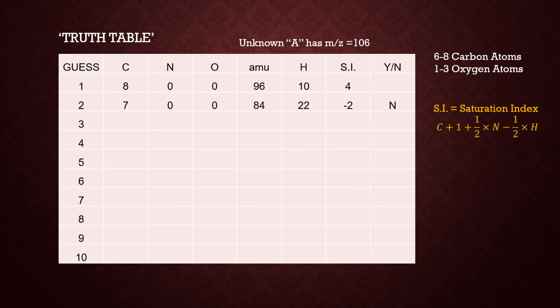Here in the second guess, I've looked at another hydrocarbon, with this having only 7 carbons. And you'll see that when I work through it, again, 84 AMU for the 7 carbons, needing then 22 hydrogens to make the 106. So when I calculate the saturation index for this, I get a negative number, which clearly can't happen. So this is rejected immediately. The first guess actually is plausible.